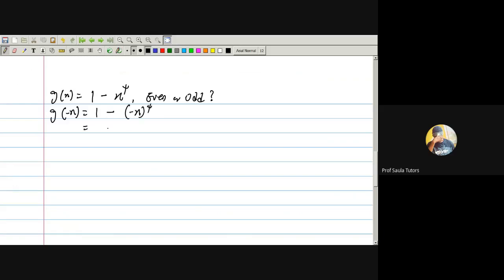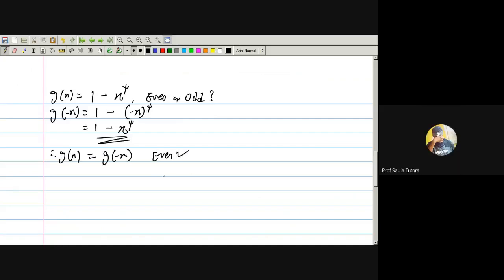So what do we have? This will be 1 minus x to the power of 4, still the same thing. Since your g of x is the same thing as g of minus x, what do you say? This function is what? Even function.